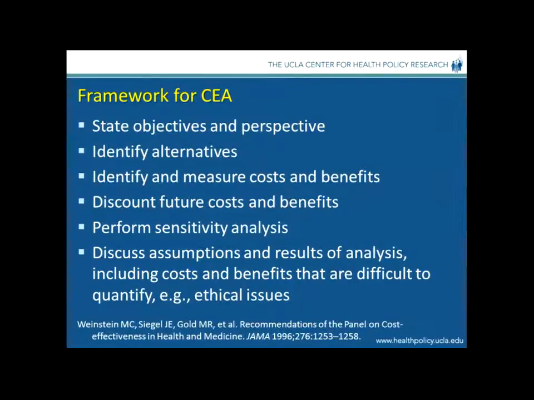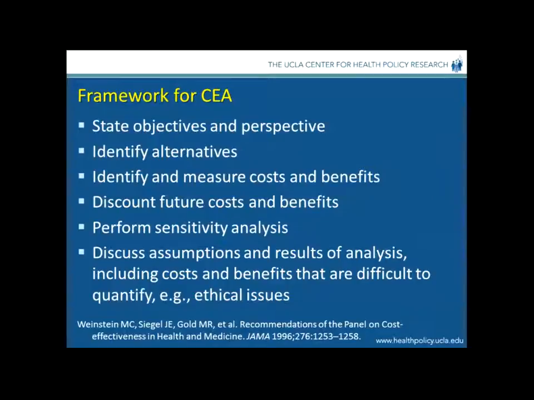So the goal of this panel was to create a set of recommendations for standardization about what goes into the study. And they came up with this framework, which is to clearly state the objectives and perspective of the study, to identify all the possible alternatives, to identify and measure costs and benefits. That would seem obvious, but how you do that is not. To discount future costs and benefits, and I'll come back to this.